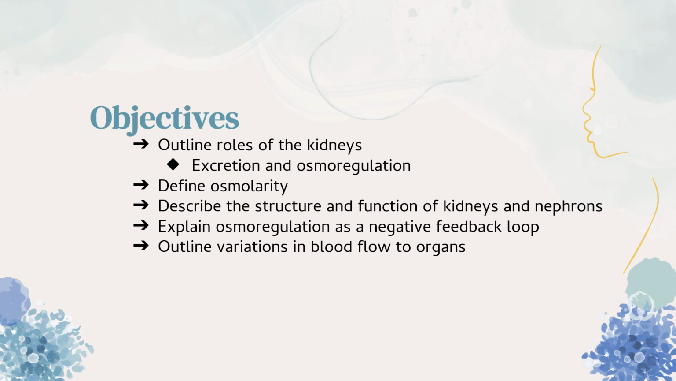Our objectives today are all about those kidneys. We're going to talk about how the roles of the kidneys include excretion and osmoregulation. We're going to define osmolarity, talk about the structure and the function of kidneys, and then nephrons, which are the functional units of kidneys. We're going to talk about osmoregulation as a negative feedback loop, and then we're going to talk about some variations in blood flow to organs like the kidney.